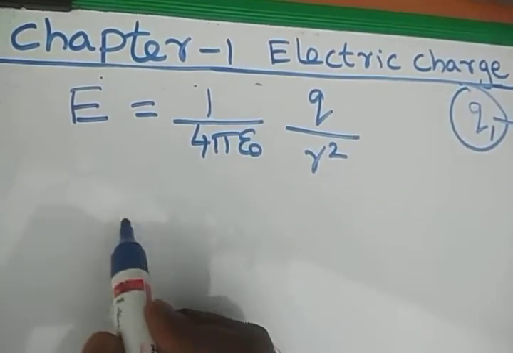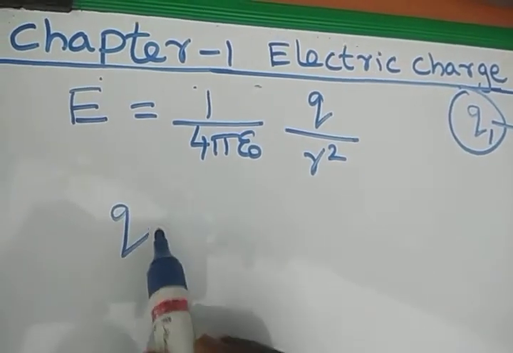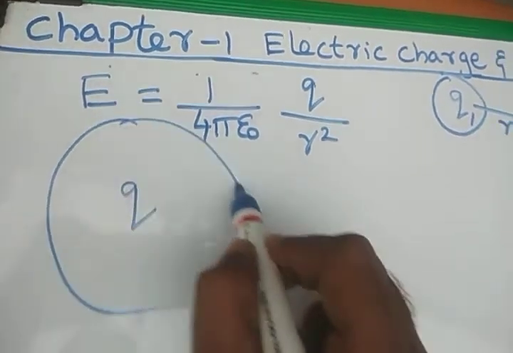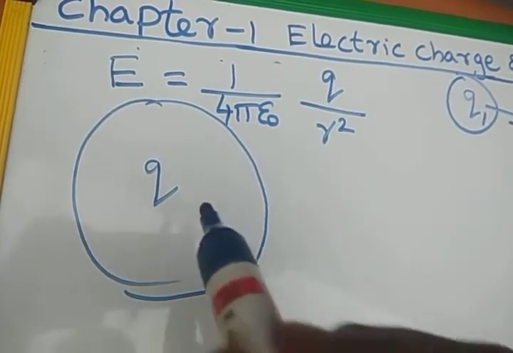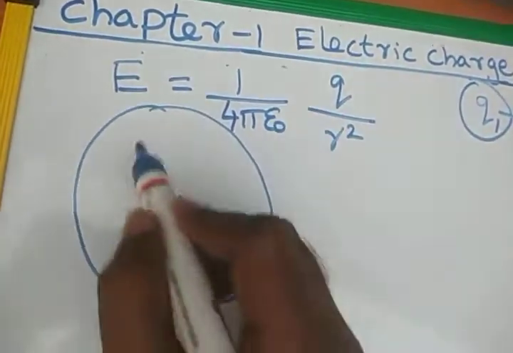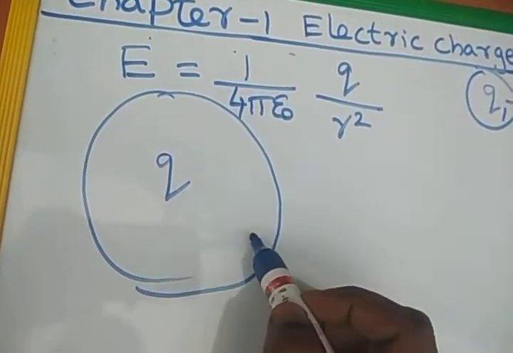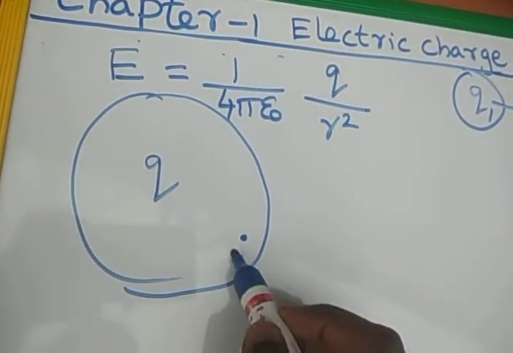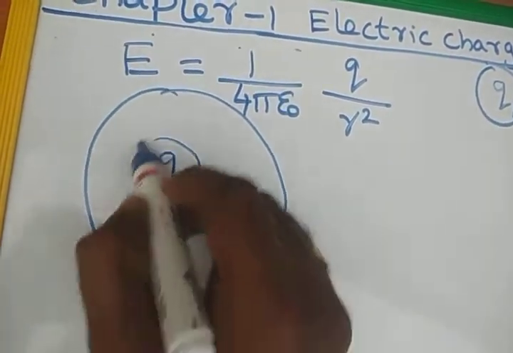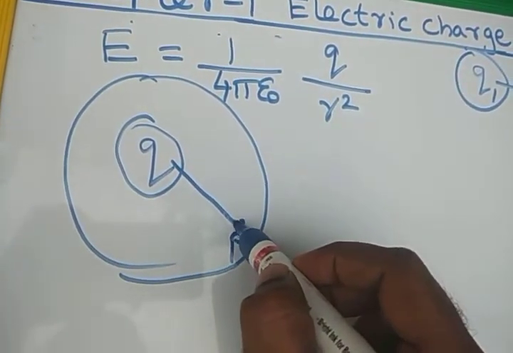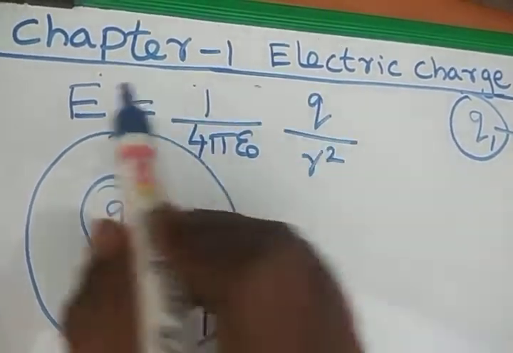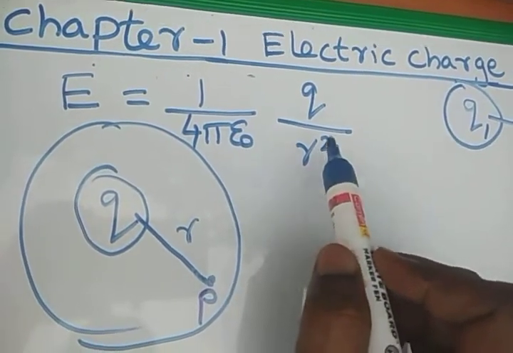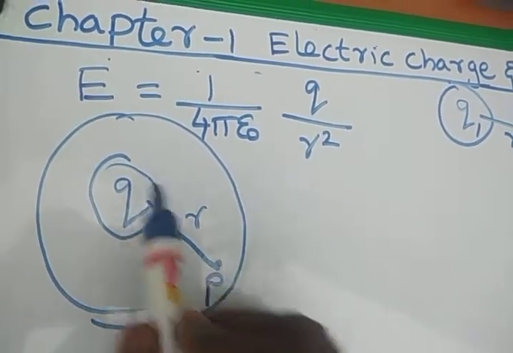But in the electric field, we are taking only one charge. There is a field around this charge. So we have to put one point. I want to calculate the electric field of this Q charge at this point, so this is a point P. The distance between this charge and the point P is R.